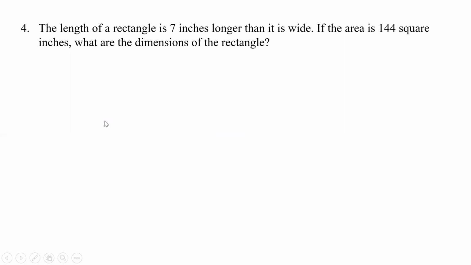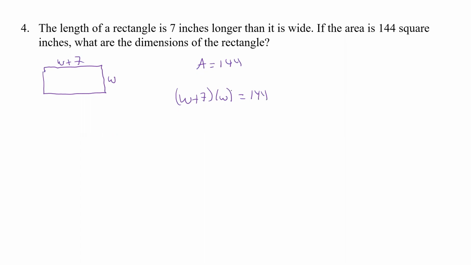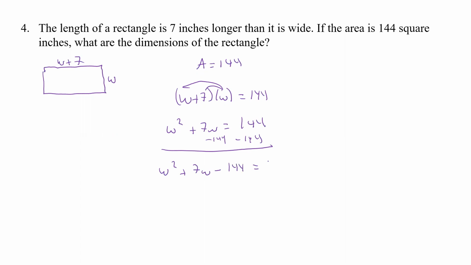All right, here's another one. So this one, we have the width is W and the length looks to be W plus 7. So that's going to be that. And our area is 144. So what do we have? Well, W plus 7 times W is 144. Again, distribute. So we get W squared plus 7W equals 144. Now we'll subtract 144 from both sides. And so we get W squared plus 7W minus 144 equals 0.